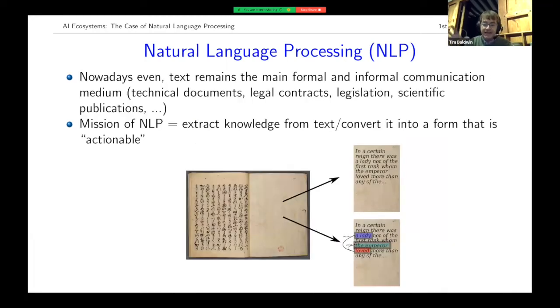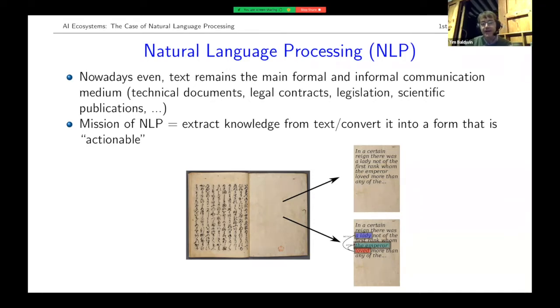So given the central place that text has for not just communication, but archiving, particularly for more formal purposes, whether that be technical documents, legal contracts, legislation, or, scientifically speaking, when we publish our work, it's very much in text, which is a slight oddity when you think about it, because it's such an imprecise medium in which to present such deep conceptual ideas.